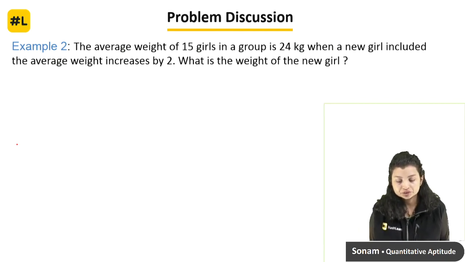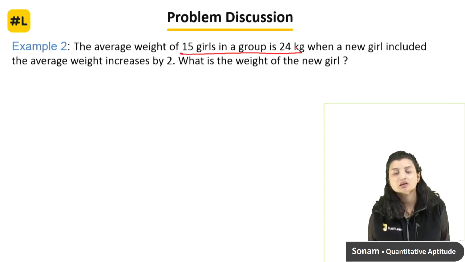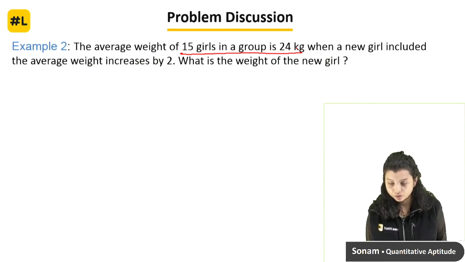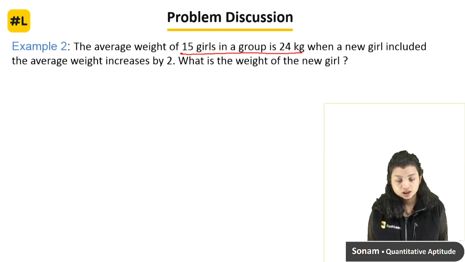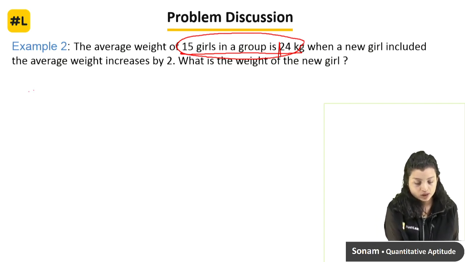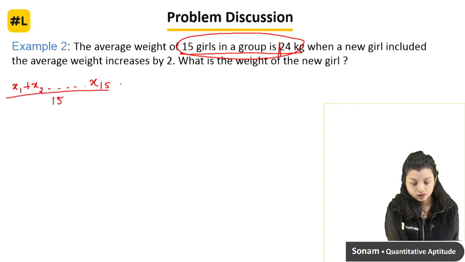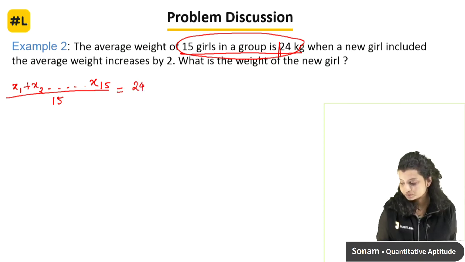Okay, the average weight of 15 girls in a group is 24 kg. So there are 15 girls in a group, and their average weight is 24. The question says that if a new girl is included, the average weight increased by 2. What is the weight of this new girl? Okay, so let's read the first information and try to make an equation on the basis of it. So there are 15 girls. So let's say x1, x2, like this, there are 15 girls, right? All right. Their average, it means divide by 15 is equals to given to me 24.